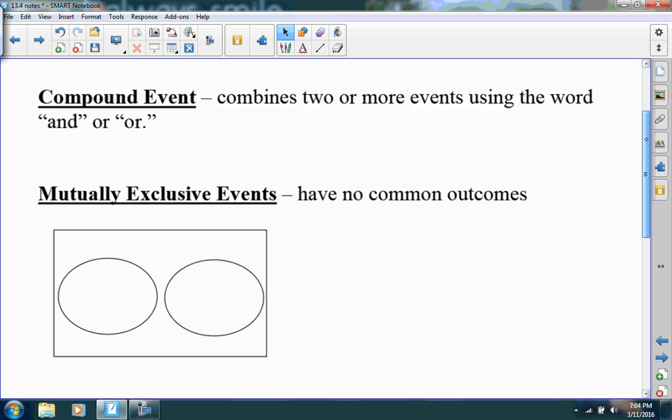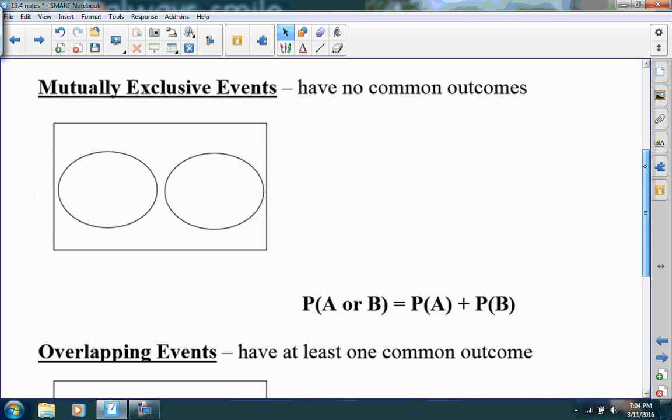And we actually have to talk about mutually exclusive and then overlapping events, because those are the different ways that we can have compound events. Mutually exclusive events are where you have no common outcomes. A good example here would be when you're rolling a die, which remember is just one of two in a set of dice. So you're going to roll a die.